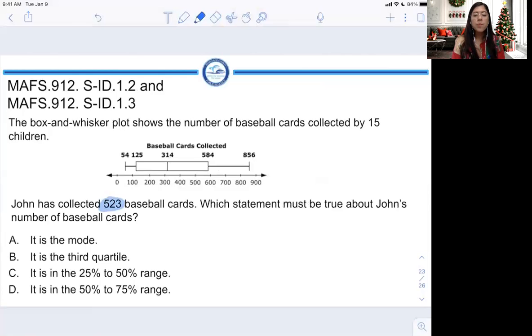Wait, miss, I have a question because I'm kind of confused. From 125 to 314, that's the first quartile, right? You got to be a little bit careful. Let me explain. That's a good question.